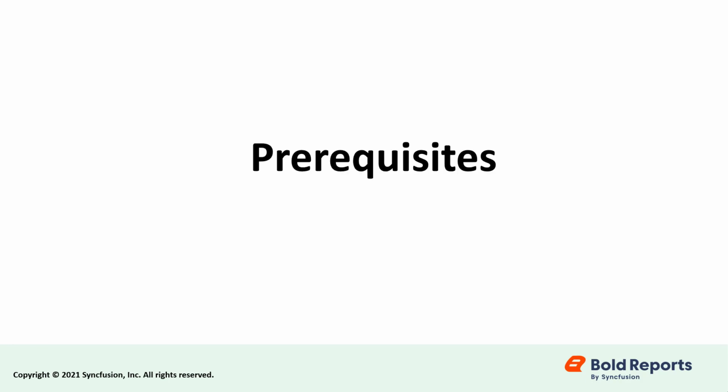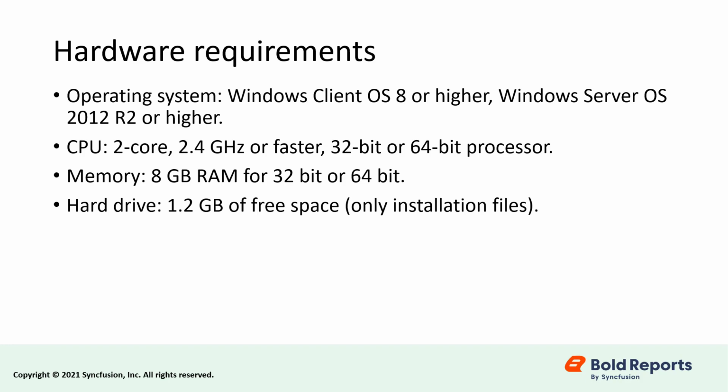Before installing the application, make sure that your development environment meets the hardware and software requirements. Operating System: Windows Client Operating System 8 or higher, Windows Server Operating System 2012 R2 or higher. CPU: 2-core, 2.4 GHz or faster, 32-bit or 64-bit processor. Memory: 8 GB RAM for 32-bit or 64-bit. Hard drive: 1.2 GB of free space only for installation files.